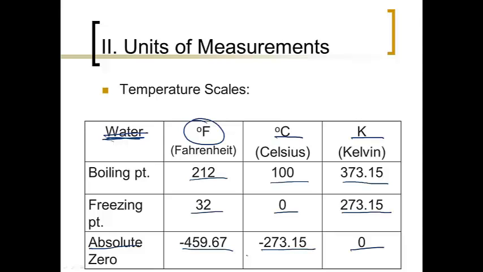Okay. Now, what's the relationship between these 3 scales? Okay. Well, let's take a look. On the Fahrenheit scale, between the freezing point and boiling point, the number of degrees of increments is going to be 180 degrees up here. On the Celsius scale, between the freezing point and the boiling point, the difference will be just 100 degrees of increments. On the Kelvin scale, between the freezing and the boiling points, it's also 100 degrees of increments.